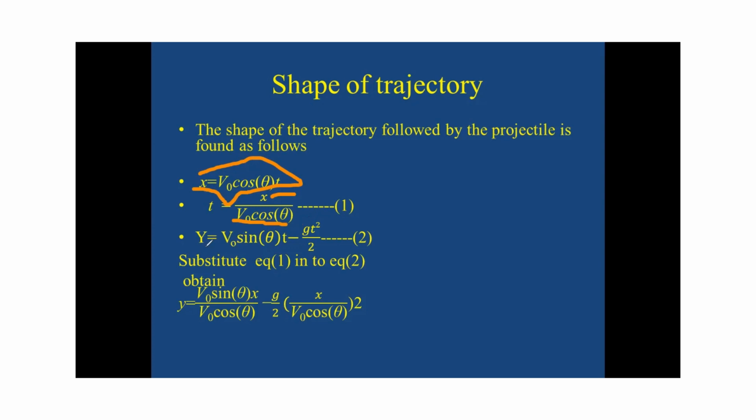This is also the vertical displacement, or the vertical displacement in the y-axis, which is the displacement at any time, v naught sine theta t minus half gt squared.